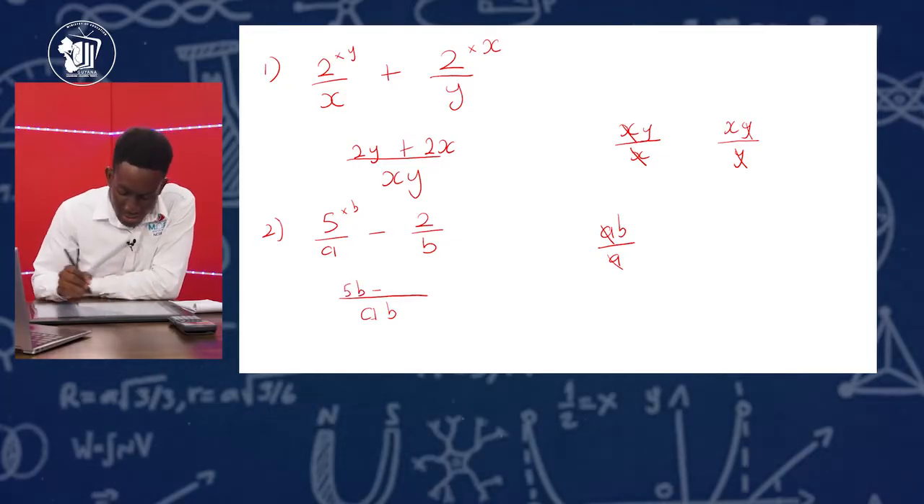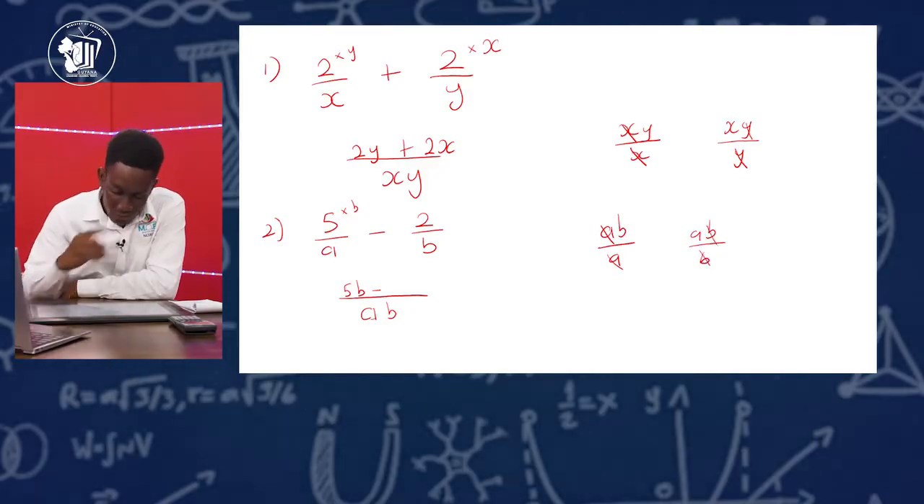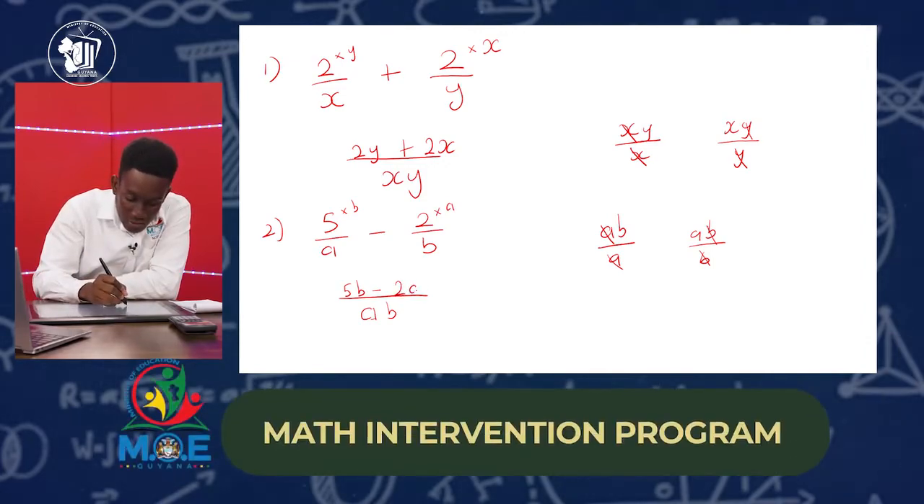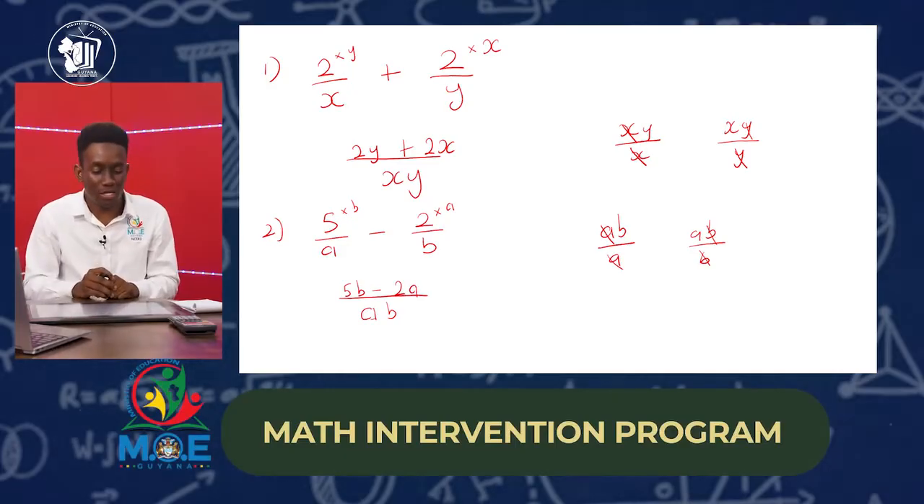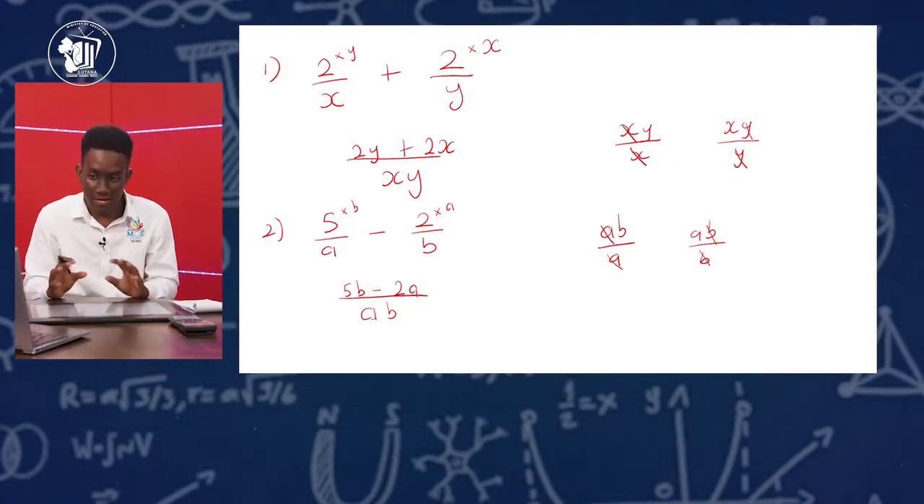Subtract ab divided by b. The b will cancel out, so we're left with a. So we take that answer, we multiply. So 2 times a would give you 2a. And we leave it as that. We cannot take it any further. So our answer, when we have 5 over a subtract 2 over b, would simply be 5b subtract 2a, all divided by ab. And that is the answer.